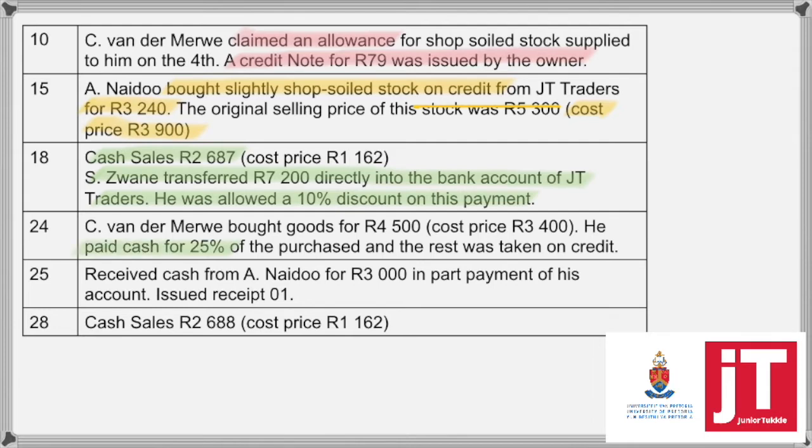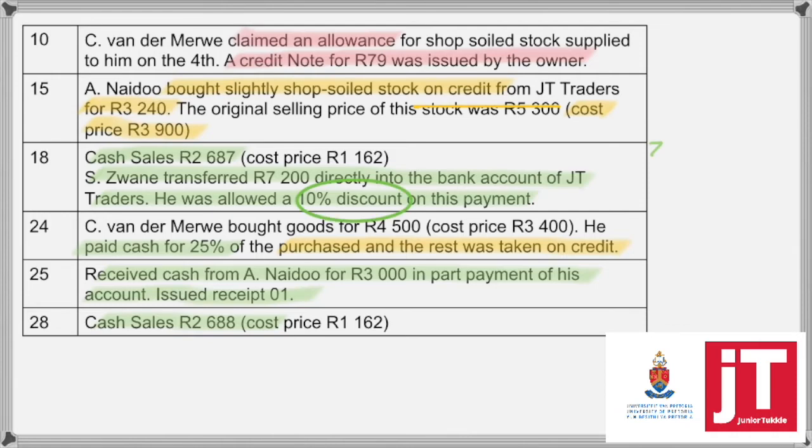So the cash part, the 25%, will be CRJ, and the rest, the 75%, will be debtors journal. Now, receipts. Naidu paid 3,000 Rand in part payment of his account, issued a receipt, CRJ, and the last one, cash sales, quite obviously, CRJ.